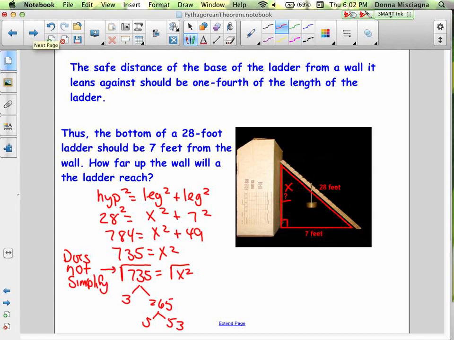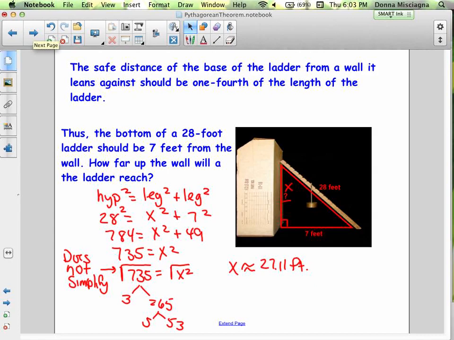But perhaps you want a decimal approximation because you're trying to explain it to somebody, and that doesn't have quite as much meaning for them. You say square root of 735. So our answer here, it goes up 27.1 feet. So x is approximately, right, because this is a rounded answer because it wasn't a perfect square, 27.11 feet. So the exact answer was the square root of 735. That didn't simplify, but that's approximately 27.11 feet.